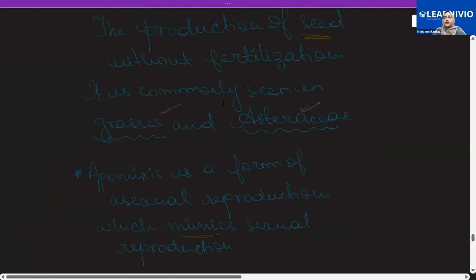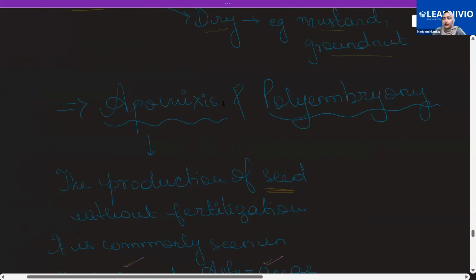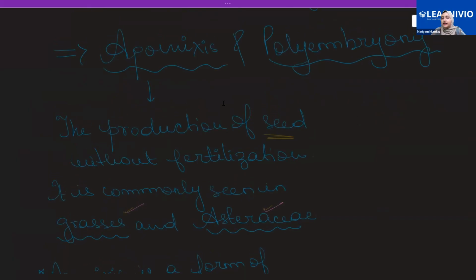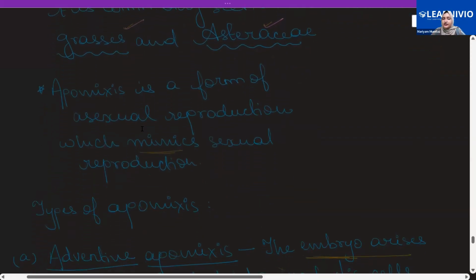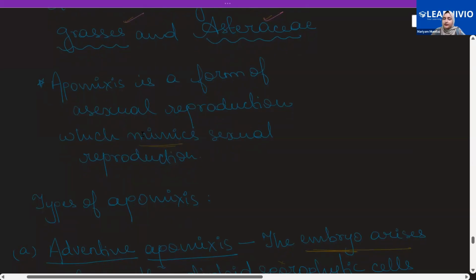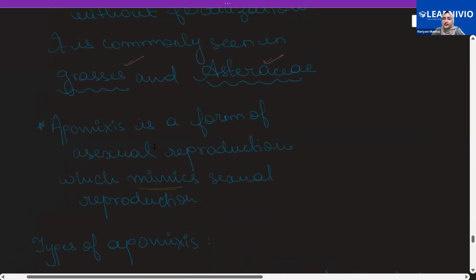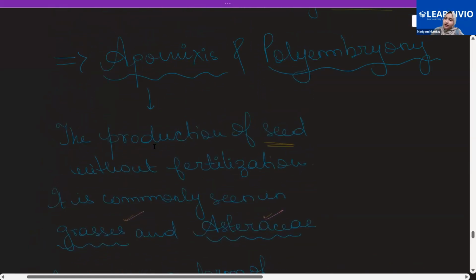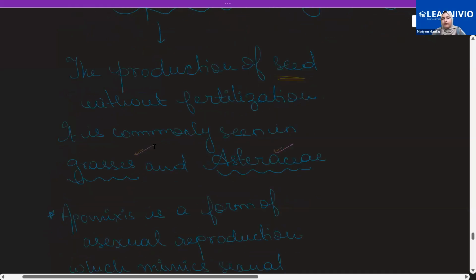Coming on to the last two topics of this chapter, that is apomixis and polyembryony. Now, when the seeds are produced without fertilization, this phenomenon is called apomixis. It is seen in grasses and Asteraceae family. This is not done or induced from the outside, rather this happens naturally. It is a form of asexual reproduction which mimics sexual reproduction, isn't it? Sexual reproduction is like fertilization has to happen and then the seed will be formed. But here, seed is being formed, but without fertilization.